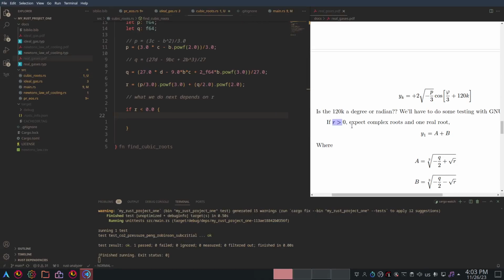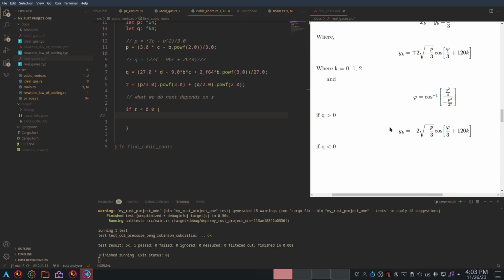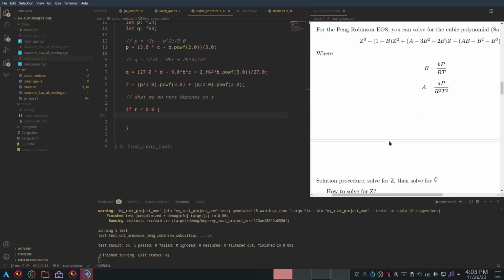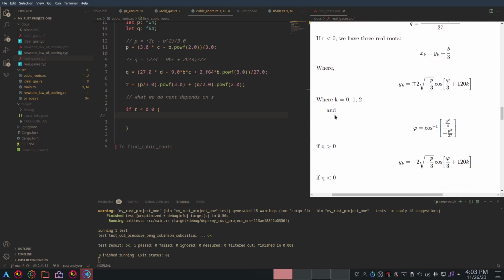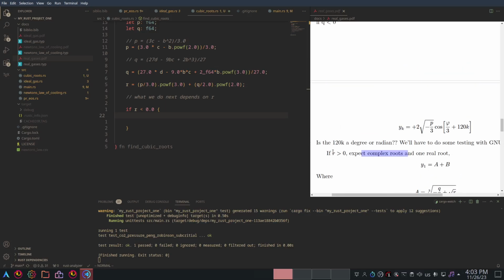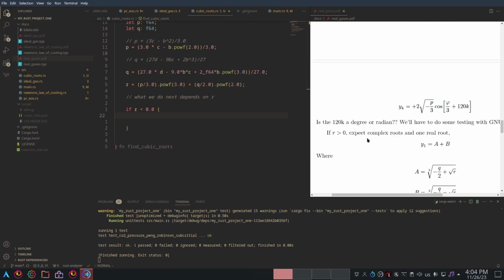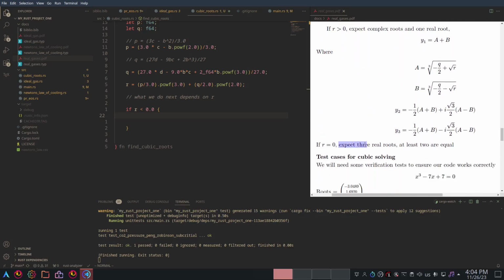If R is more than 0, expect complex roots and one real root. Let's see, where is this? R more than 0, expect complex roots. R less than 0, 3 real roots. I believe there's an R equals 0. R equals 0, expect 3 real roots, where some are equal. So there are 3 cases, right? One is R less than 0, where we expect 3 real roots. Then R is equal to 0.